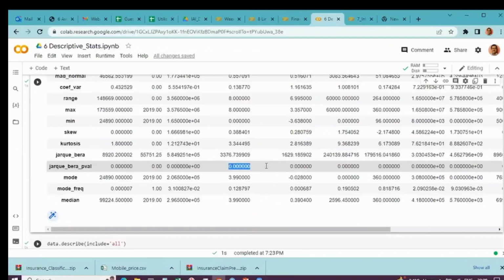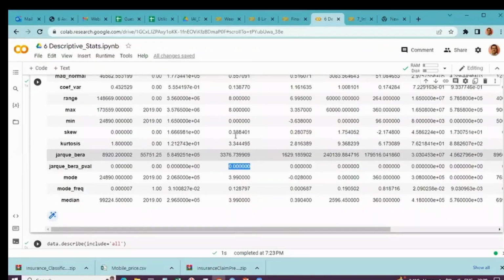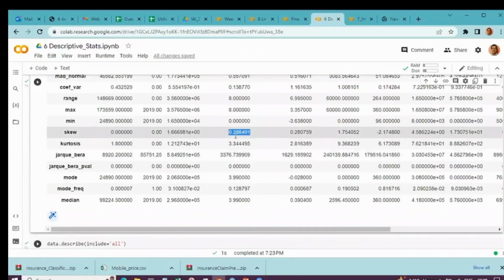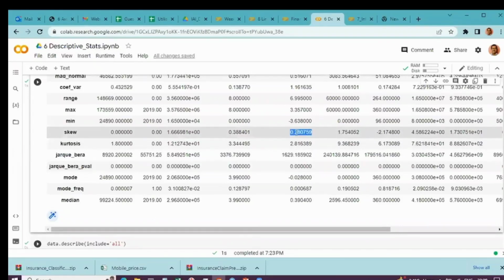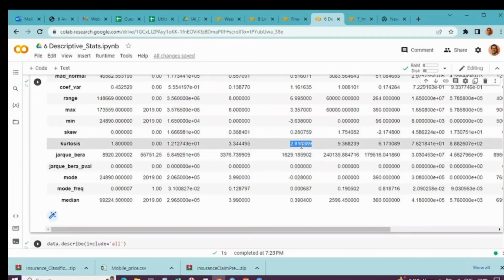You see here, the skewness is 0.38. The kurtosis is 3.34. Both are looking positive. And your Jarque-Bera value is still 0, which is saying the p-value is 0, saying it is still not a normal distribution. Similarly, the skewness is 0.28. The kurtosis is 2.81.